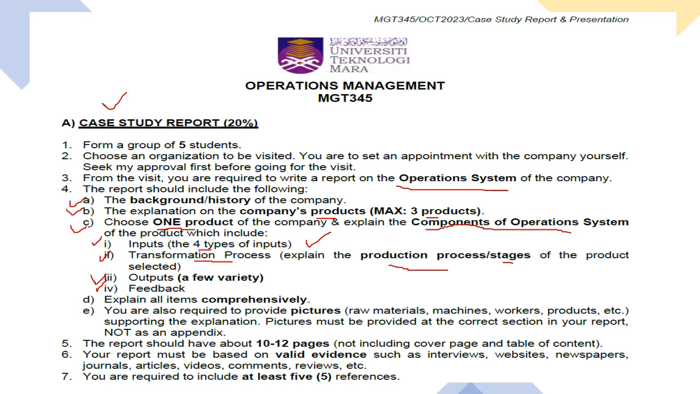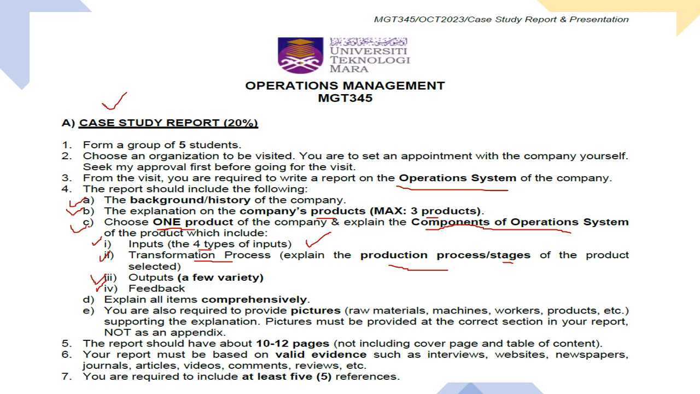So each process should have its own name. Okay, for example, cutting, designing, sewing, printing, packaging. So you have to have a name for each and specific process. So transformation process will have a lengthy explanation. Okay, the explanation of the transformation is very long.